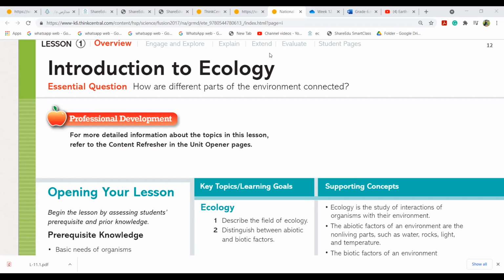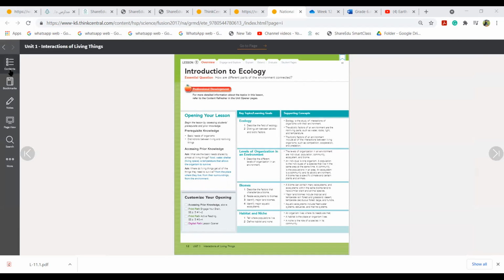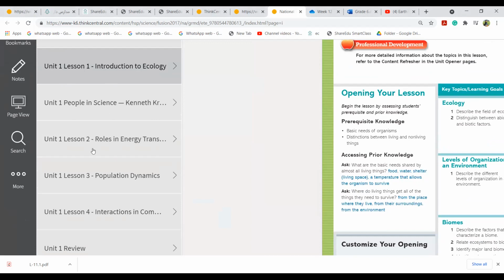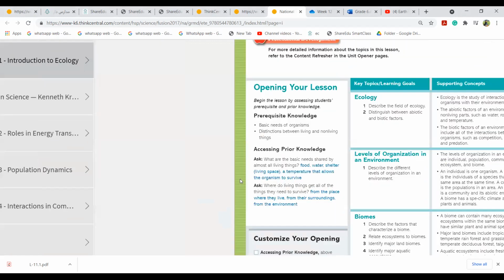So till A, B, C, we have finished our lessons of this term. But if they ask me to introduce more lessons, we can take the first lesson from here. That is Introduction to Ecology. This is your module D. The first unit is Introduction to Ecology. You have 4 units: Introduction to Ecology, Roles in Energy Transfer, Population Dynamics, and Interaction in Communities.